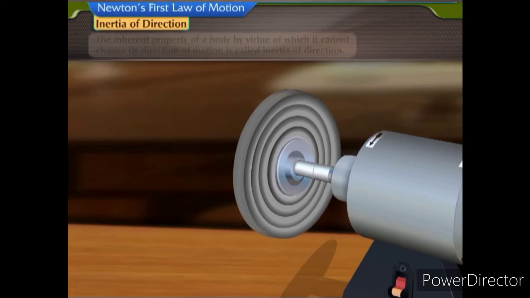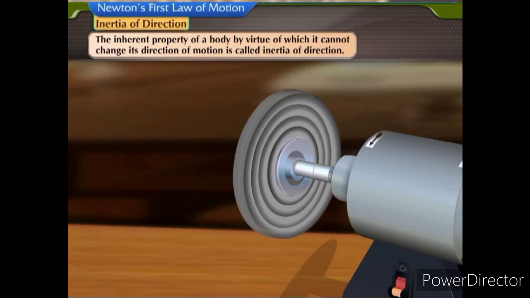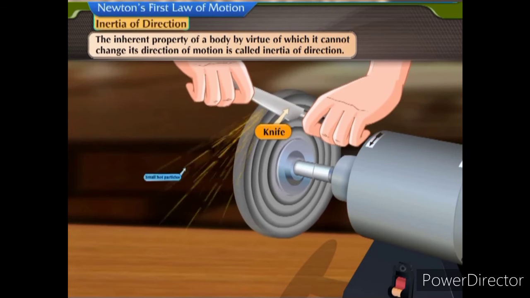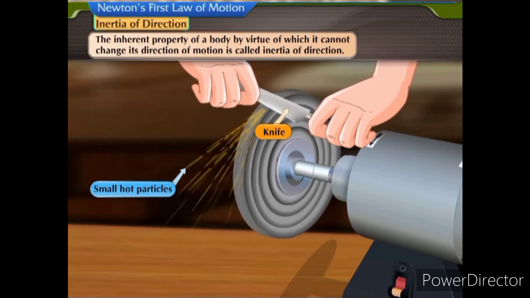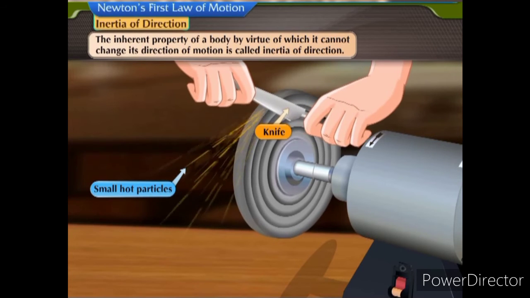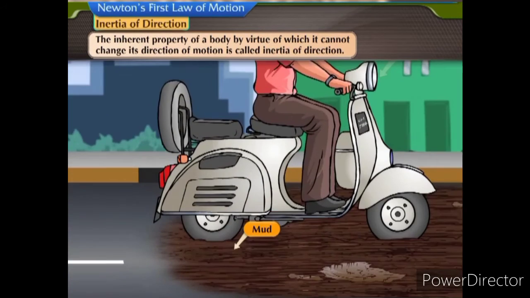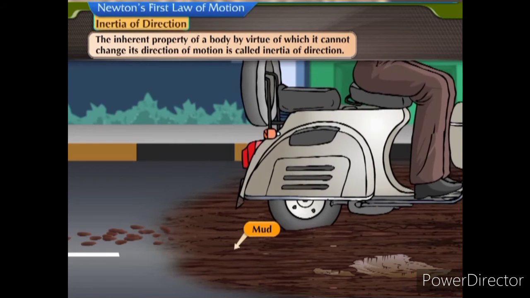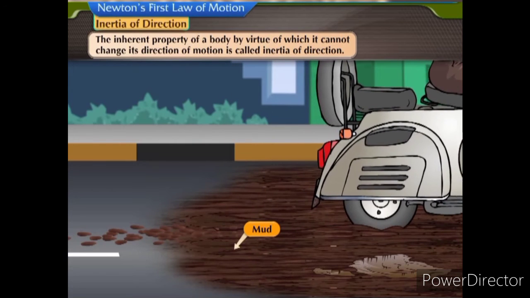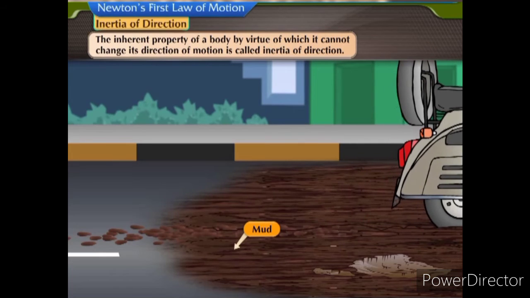3. Inertia of direction. The inherent property of a body by virtue of which it cannot change its direction of motion is called inertia of direction. For example, when sharpening a knife, small hot particles of the knife fly off tangentially in the form of sparks. When a vehicle moves, the mud sticking to its wheels flies off tangentially. Hence, mudguards are provided to vehicles.